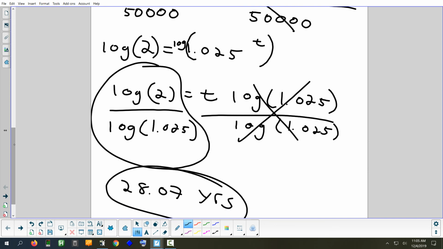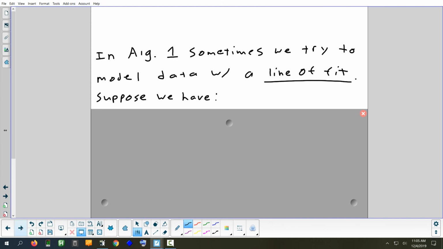Okay, other thing is, notice I didn't do any rounding till the very end. I didn't take the log of 2 and round that, and then the log of 1.025 and round that, and then divide them and round it again. I typed it all in once, and I rounded once, and that was it. All right, so as far as really calculating something by hand, that's it for 5.4 part 2. The other thing in part 2 is on the calculator.